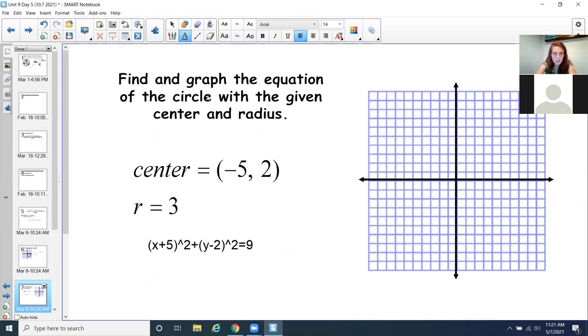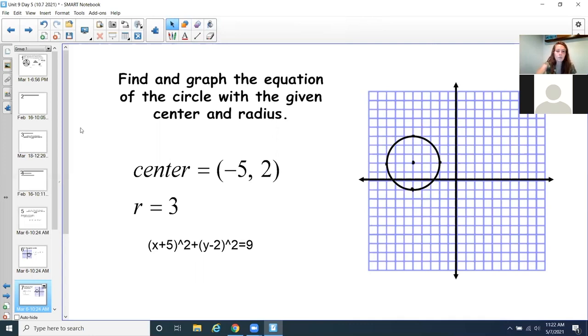Awesome. Okay, and then let us graph it. So we got -5, so 1, 2, 3, 4, 5, up 2. And then we're going to go 3 points away in every direction. Okay, and then connect all those. There you have it.